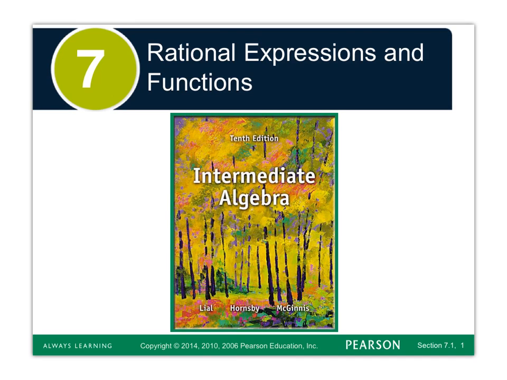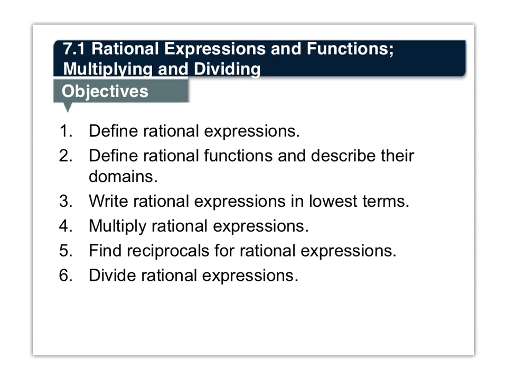In Chapter 7, we're looking at rational expressions and functions. In Section 7.1, Rational Expressions and Functions, Multiplying and Dividing, our objectives are to define rational expressions, define rational functions and describe their domains, write rational expressions in lowest terms, multiply rational expressions, find reciprocals for rational expressions, and divide rational expressions.